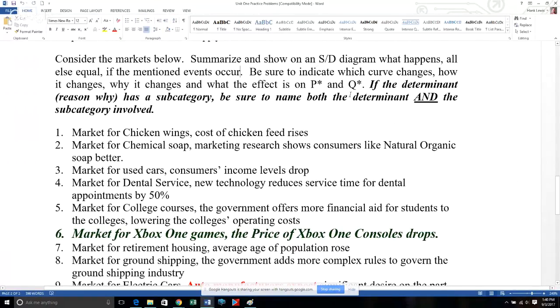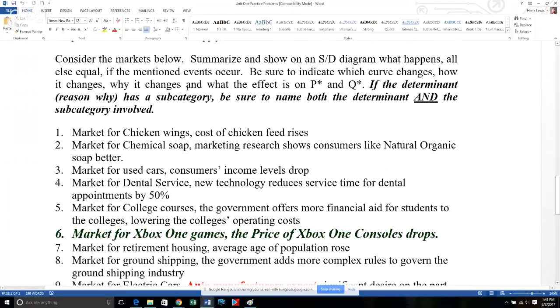Keep it simple, y'all. Be sure to indicate which curve changes. Is it supply or demand? How does it change? Does it shift left or right? Why it changes, meaning which non-price determinant for supply or demand is moving it, and what is the impact on equilibrium pricing quantity? Please remember, P star stands for equilibrium price, Q star stands for equilibrium quantity. P star could increase or decrease, Q star could increase or decrease. You could also say rise or drop. You could say it gets bigger, it gets smaller, but you get the general idea.